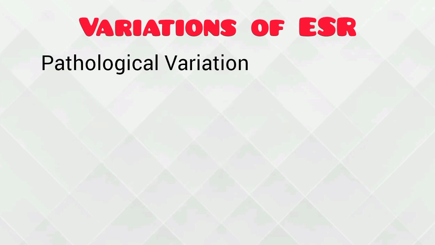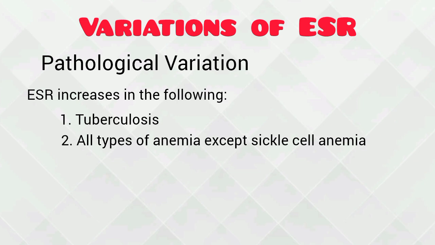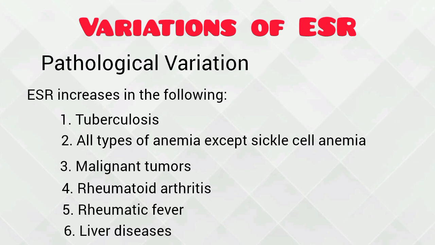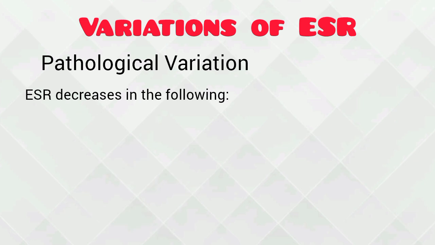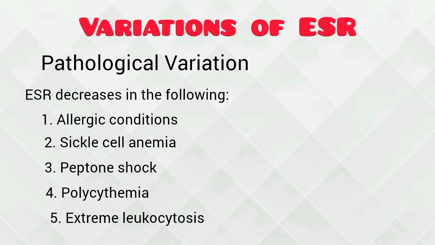Now let's go to pathological variation. ESR increases in diseases such as number 1, tuberculosis. Number 2 is all types of anemia except the sickle cell anemia. Number 3, malignant tumors. Number 4, rheumatoid arthritis. Number 5 is rheumatic fever. Number 6 is liver diseases. ESR decreases in diseases such as allergic conditions, sickle cell anemia, and peptone shock. Number 4 is polycythemia. Number 5 is extreme leukocytosis.